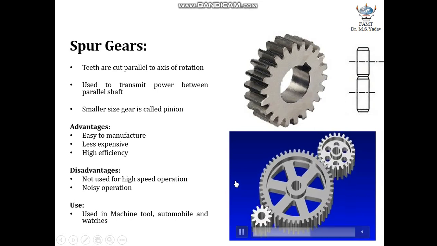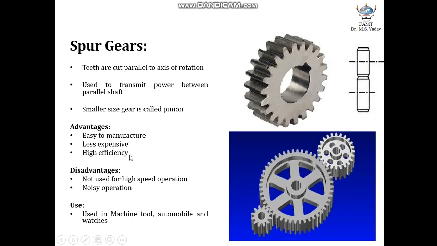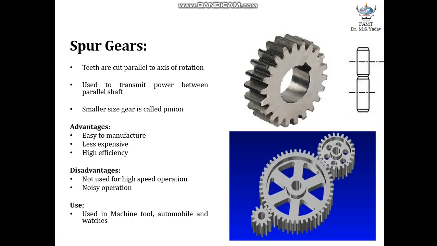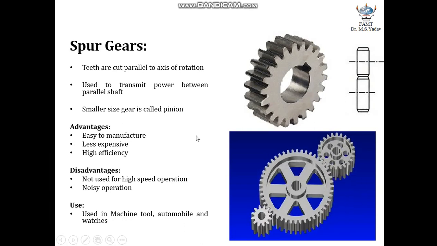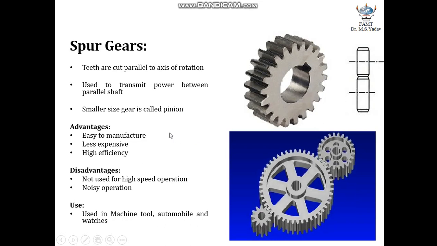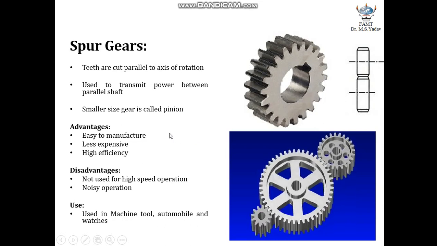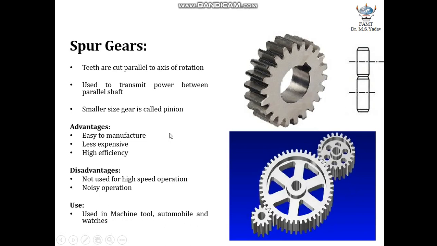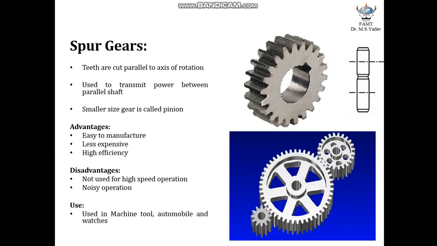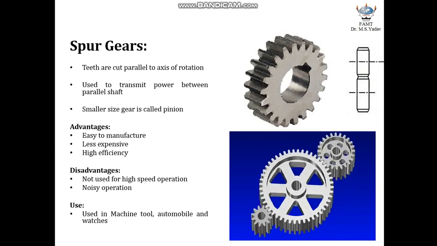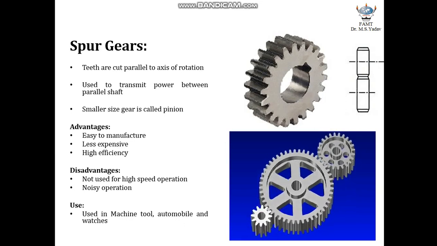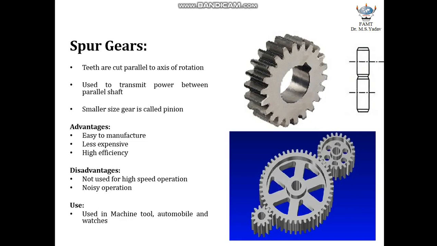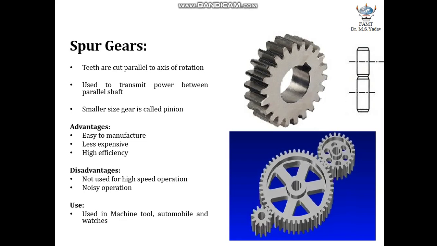Since the teeth are cut parallel to the axis of rotation, these gears are easy to manufacture and hence less expensive. However, these gears can't be used at very high speed due to their noisy operation. These gears are typically used in machine tools, automobile gearboxes, and wristwatches.